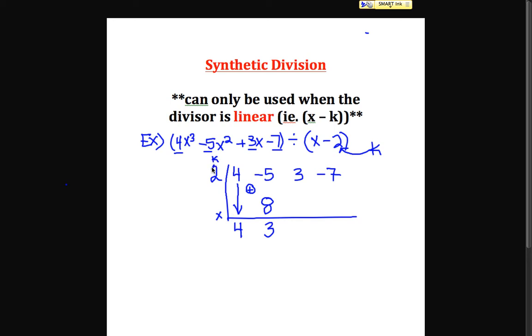Then we play the game again. We go back to the k value. 2 times 3 gives us 6. And then we're going to add. 3 plus 6 gives us 9. We do it again. 2 times 9 gives us 18. And then we add negative 7 plus 18, which gives us 11. I'm going to put this 11 in a little box at the end, because the very last term that you come up with is going to be our remainder. Since this remainder is not 0, we know that x minus 2 is not a factor.